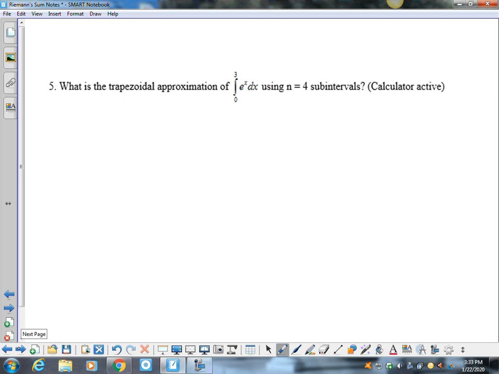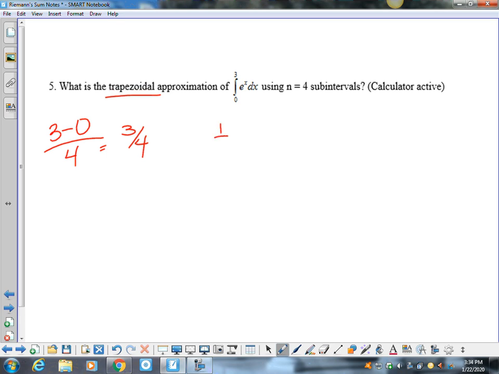Okay, number 5, I want a trapezoid approximation. We're going from 0 to 3 of e to the x using 4 subintervals, and this one's going to be calculator active, which is lovely. I'm going from 0 to 3, and I'm doing 4 intervals. That's when this little process right here makes your width super, super easy. So each width is 3/4.